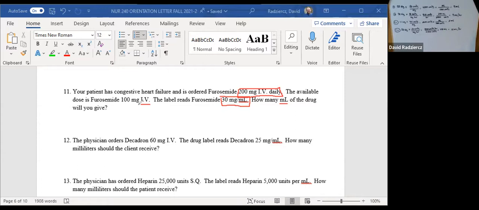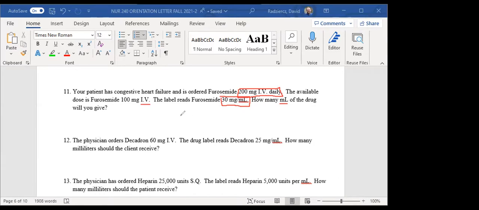So I can't just give this person 200 over 100, which is one what? One capsule, one tablet, one IV. So I just take the 200 divided by 30, and I get 6.66666, and that's 6.7 milliliters. Awesome, thank you. You're welcome.